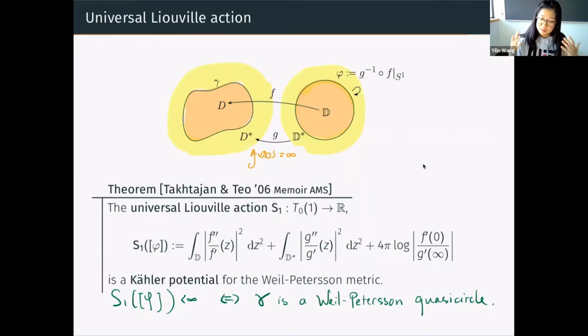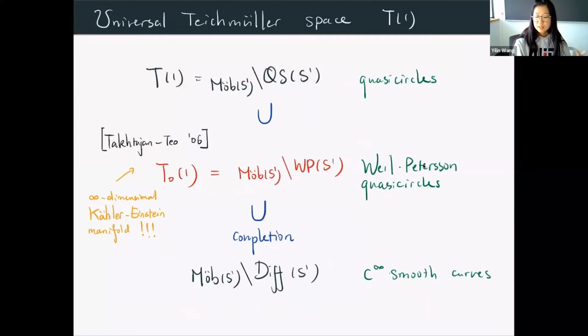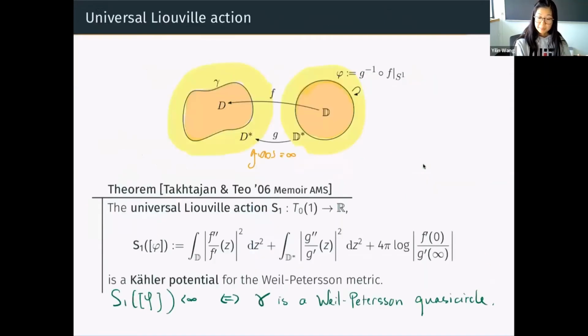I'm just presenting this to say that there is a certain structure on this intermediate space, coming from this unique Kähler metric on the smooth part. And moreover, this Kähler potential is just a scalar function, a very simple expression, which captures all the information about the metric. And moreover, this quantity is only defined for the intermediate space, for Weil-Petersson quasicircles.